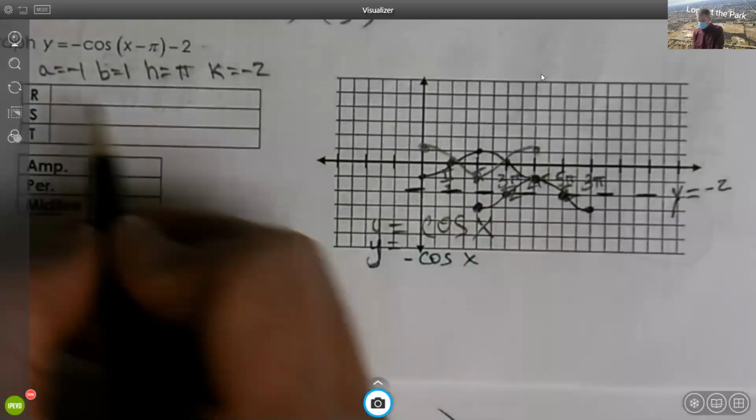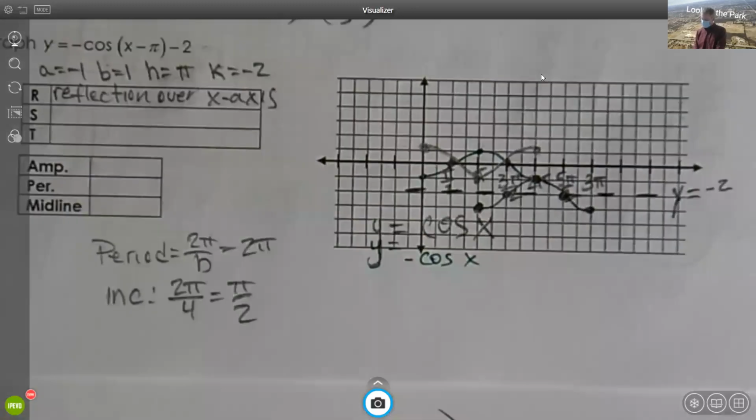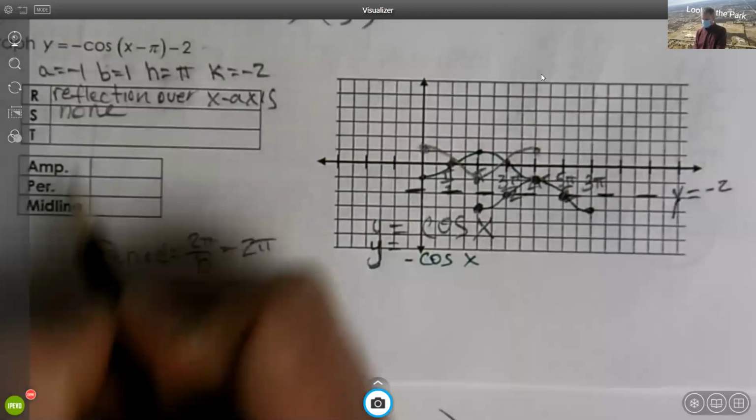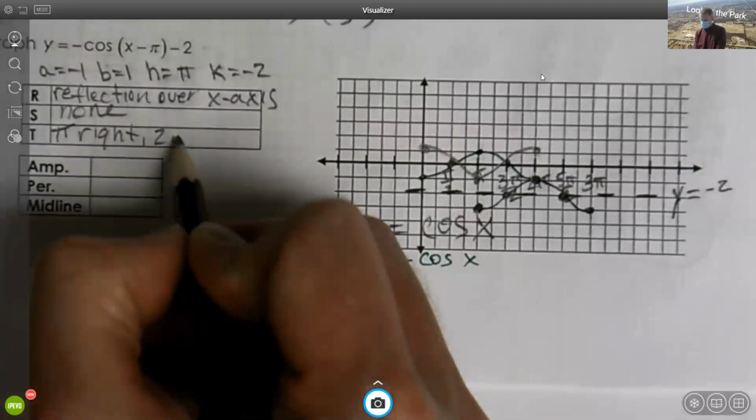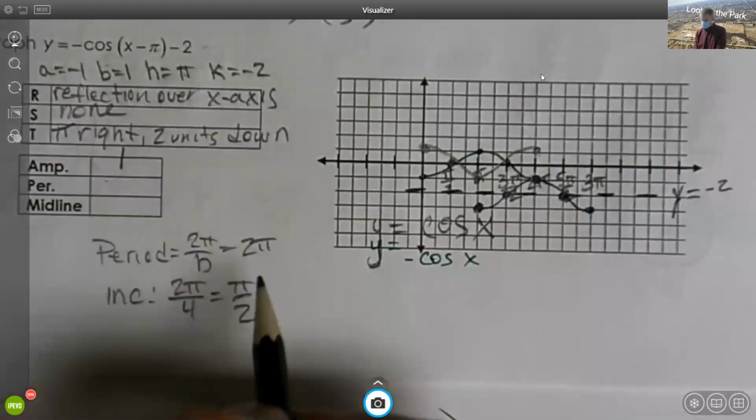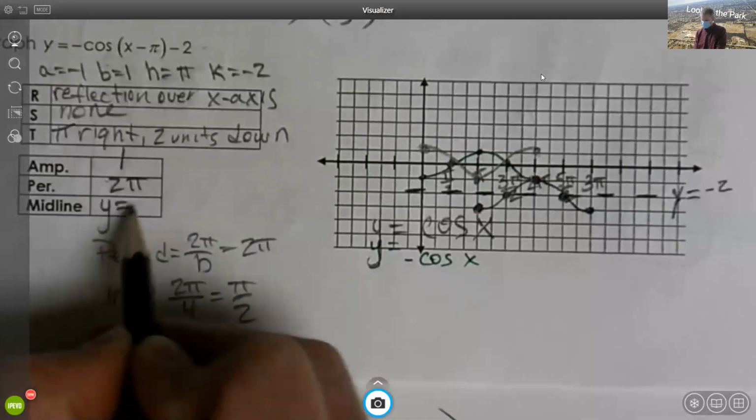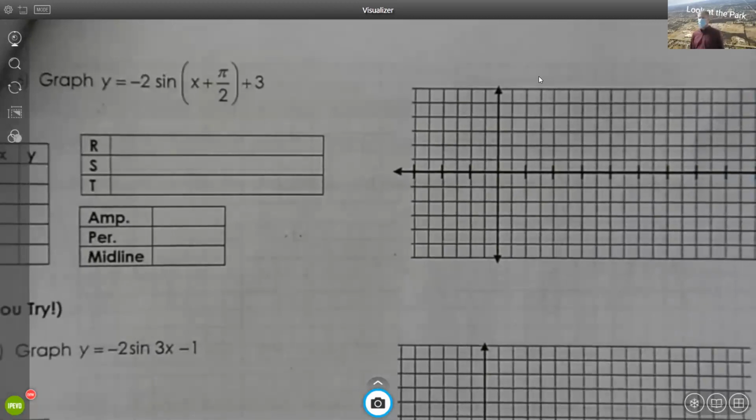Okay, the reflection, reflection over the x-axis. We didn't have any type of stretching. We translated pi right and 2 units down. The amplitude was 1, the period was 2 pi, and the midline was your k value, which is -2. So flip the page. We have one more specific example to do, and then 2 you tries. You've kind of been trying on your own here for a few of them anyway, because once you know how to get the flow, you're going to do just fine.